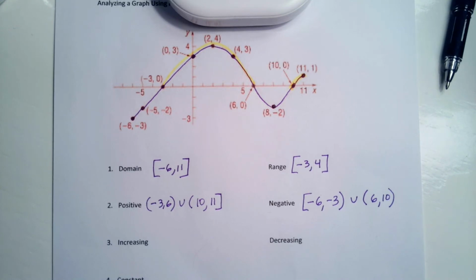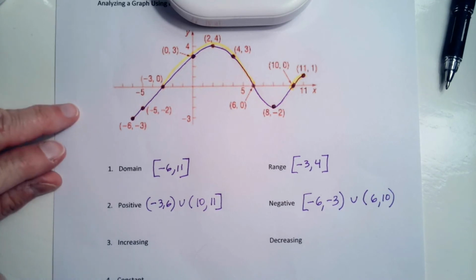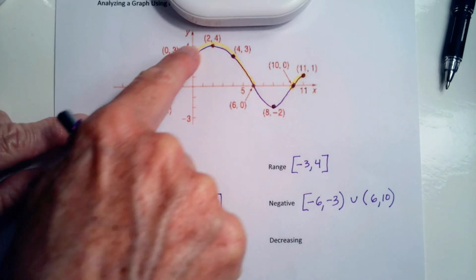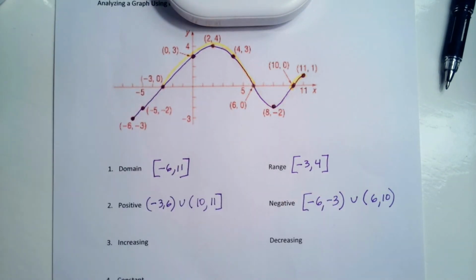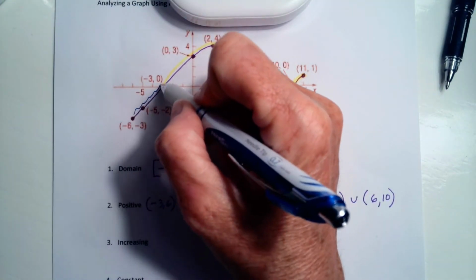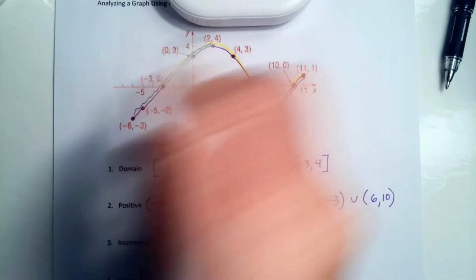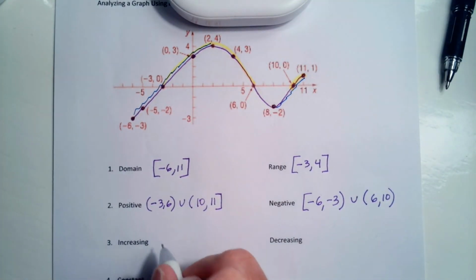Then where is the graph increasing? So the graph is increasing wherever, if you're walking on it from left to right, wherever you're going uphill. So this piece right here is increasing, as is this piece here. So we'll describe that as between -6 and 2.